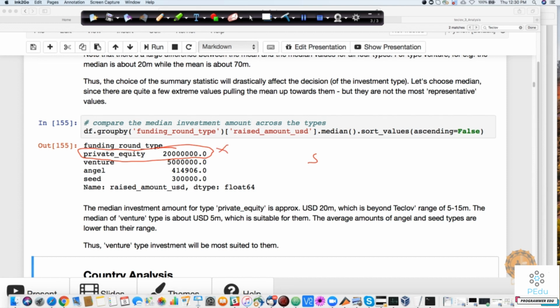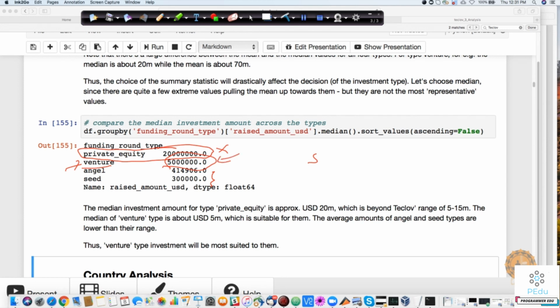This is above our pocket. Now, the second one, venture, is definitely falling in our pocket. But if we look at these two, they are definitely below our pocket. I don't want to look at anything below $5 million. So maybe I will go for venture.